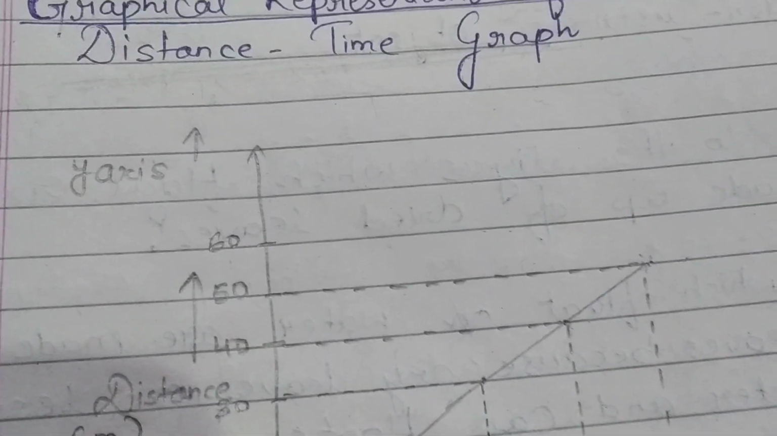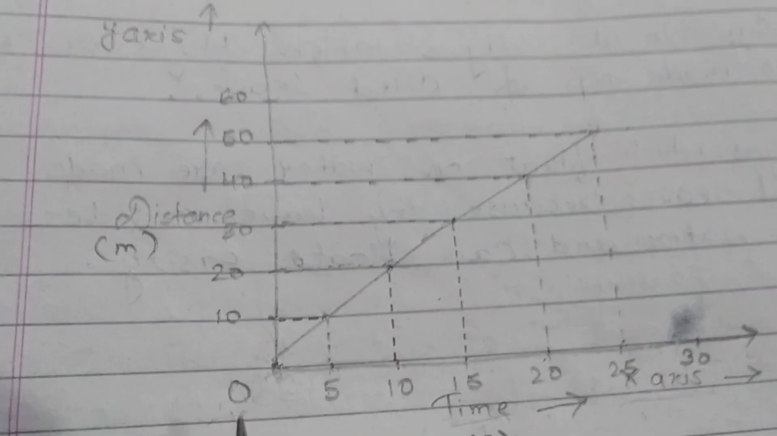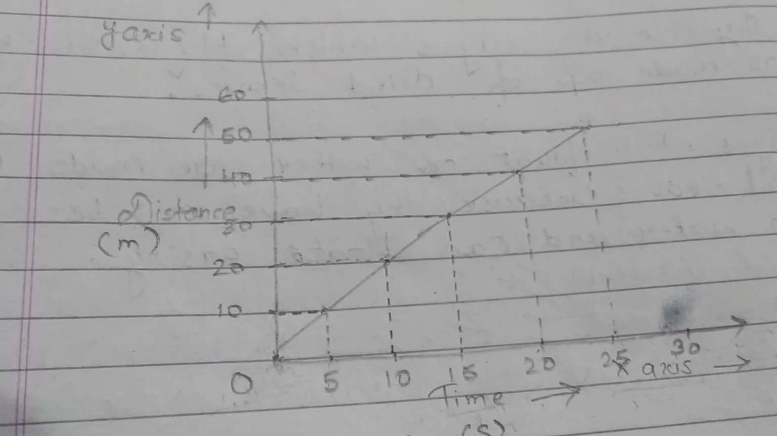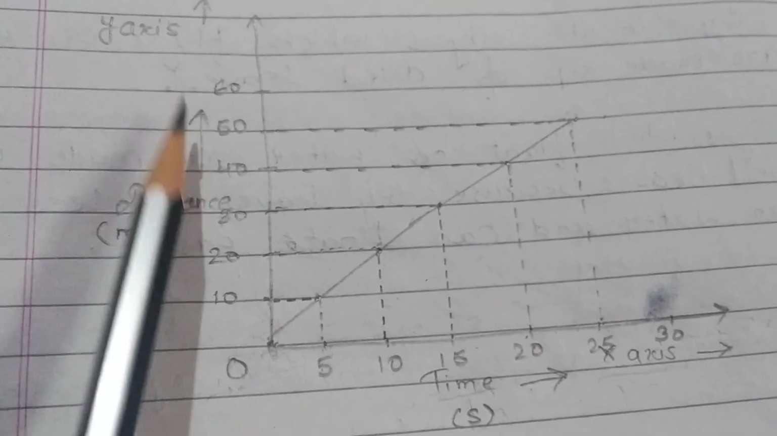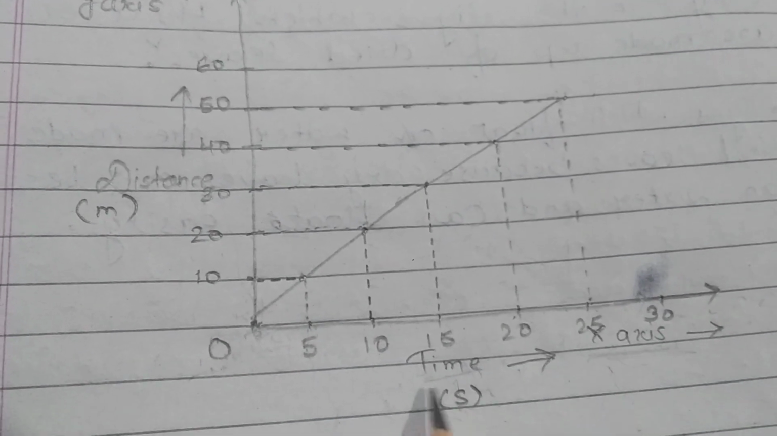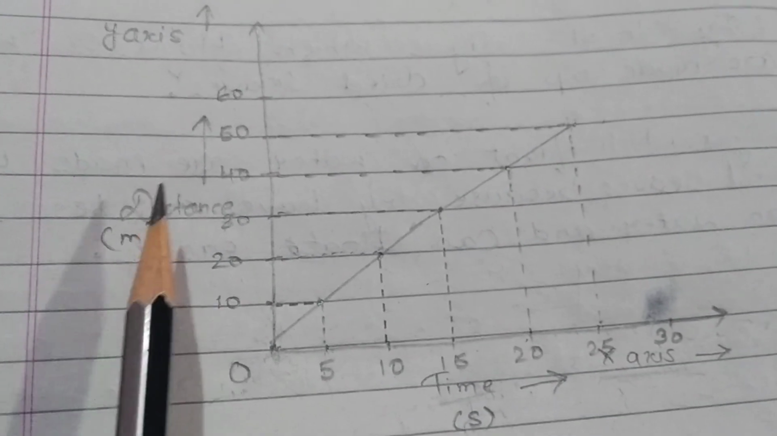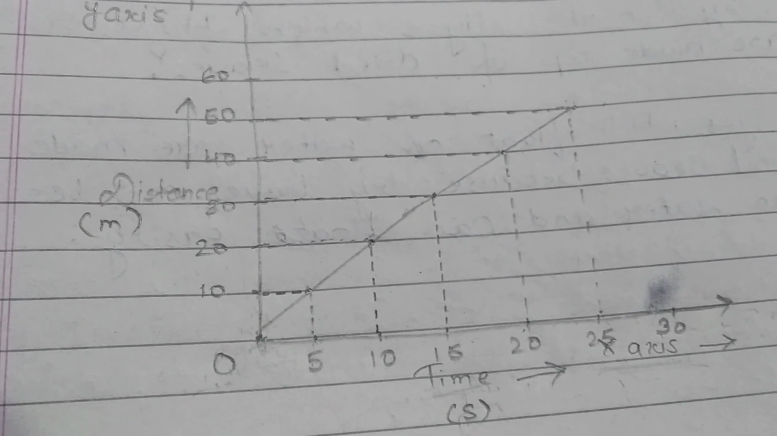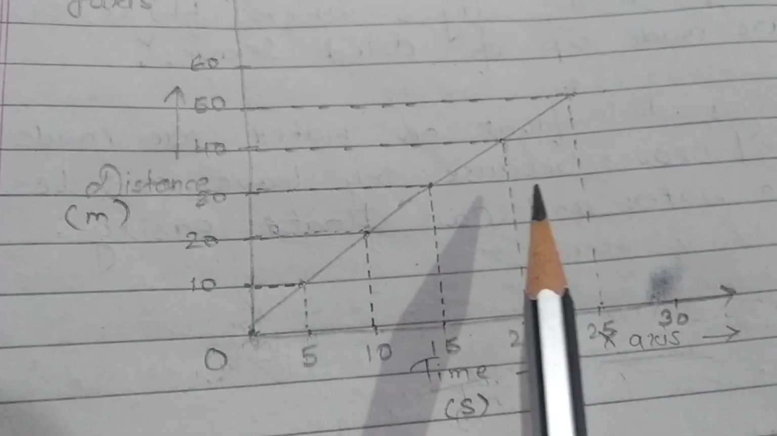Now to draw a graph, first of all we will learn the basics of the graph. To plot a graph, we have to draw two axes, that is the x-axis and the y-axis. The x-axis is drawn horizontally and the y-axis is drawn vertically. Now we mention the x-axis as the time axis, which is measured in seconds, and the y-axis as the distance axis, which is measured in meters. And by using different data we draw a graph.